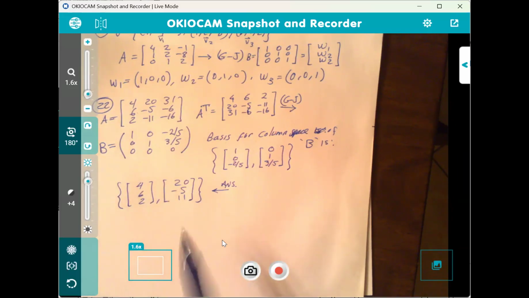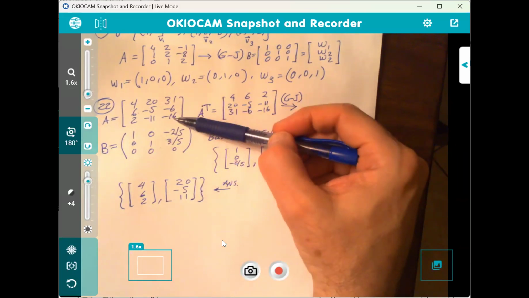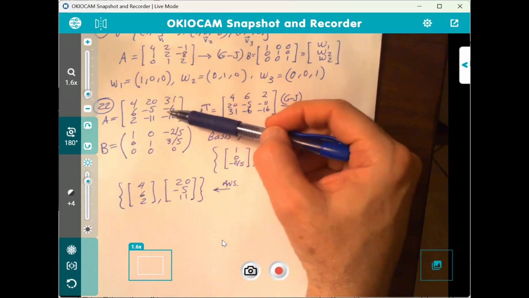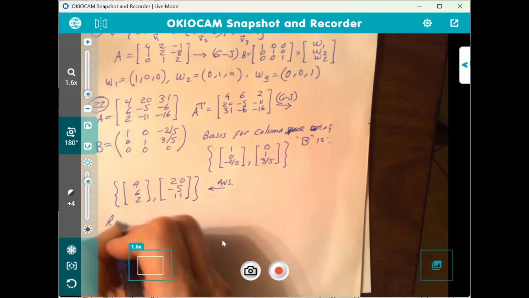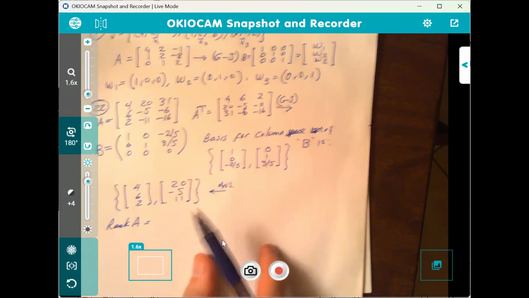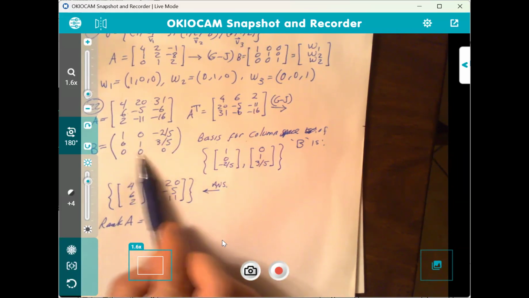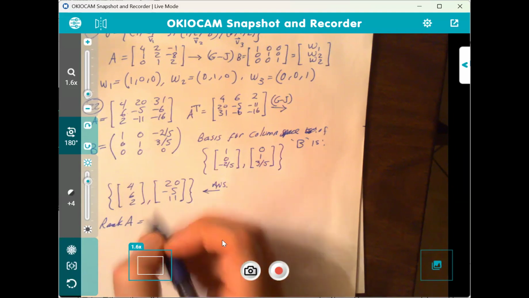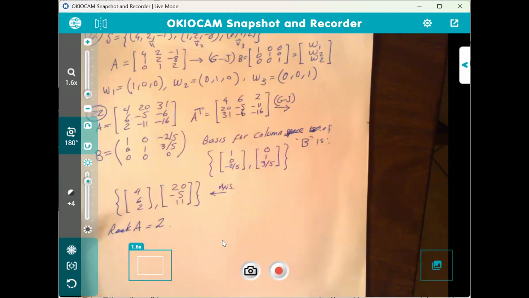Okay. So what does this mean again? That means this third column, 31, -6, -16, could be written as a linear combination of these two. Now, what is the rank? The rank of matrix A is the number of independent rows, the ones that don't have all zeros. It's going to be 2, right? Rank of A is 2. Okay, then there you have that one.